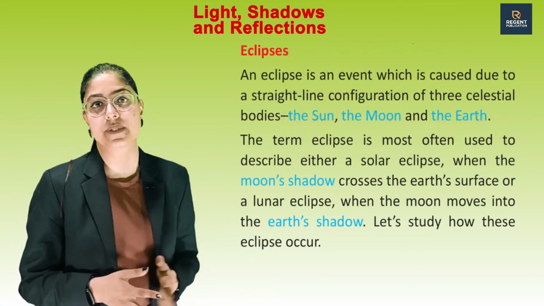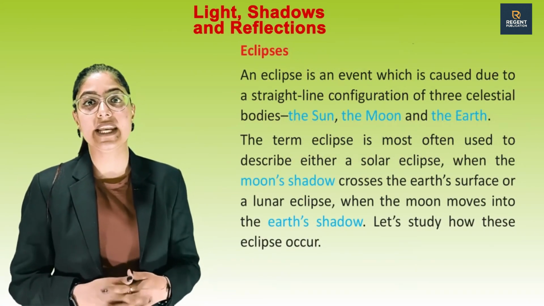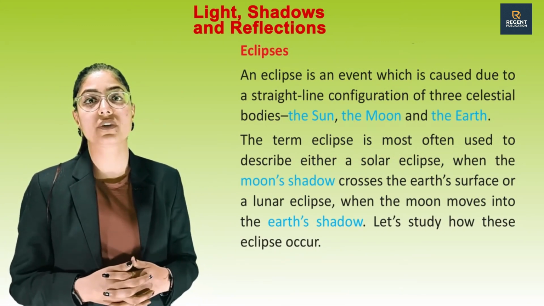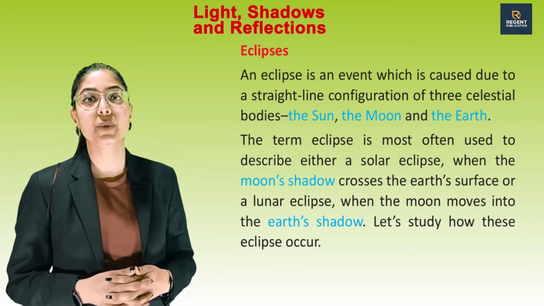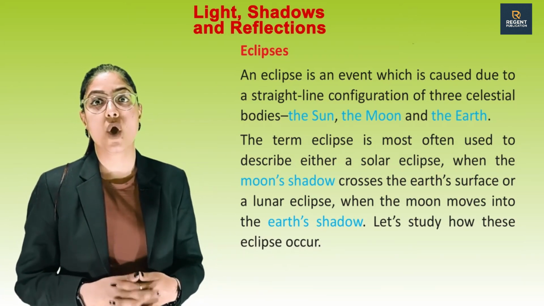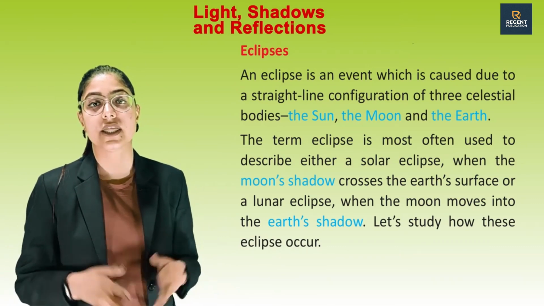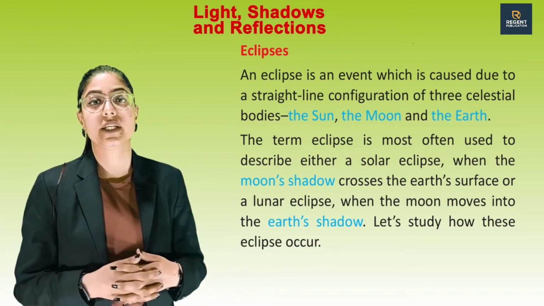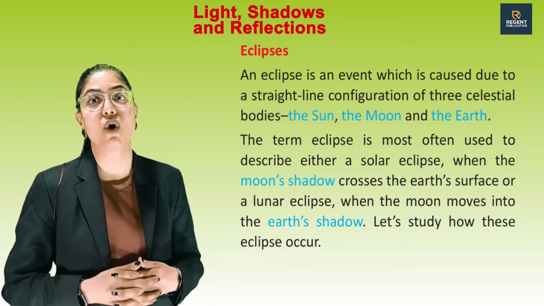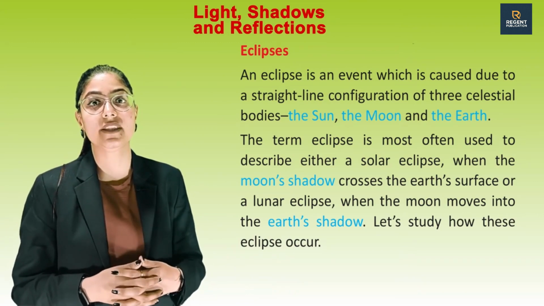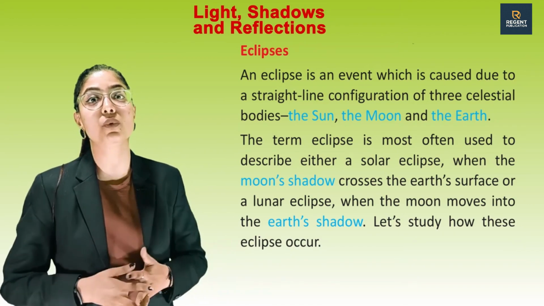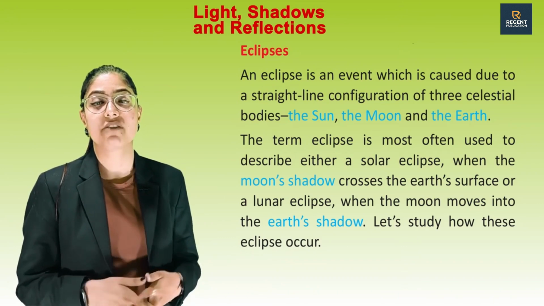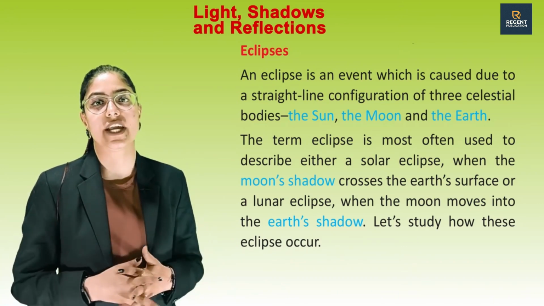Next is eclipse. An eclipse is an event which is caused due to a straight line configuration of three celestial bodies, the sun, the moon and the earth. The term eclipse is most often used to describe either a solar eclipse, when the moon's shadow crosses the earth's surface, or a lunar eclipse, when the moon moves into the earth's shadow.